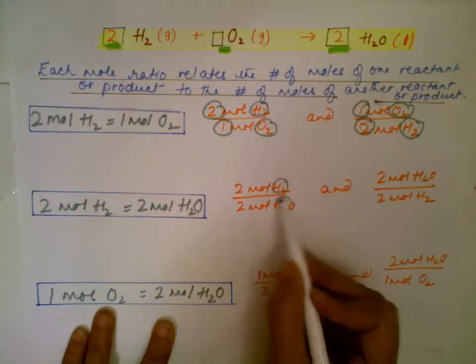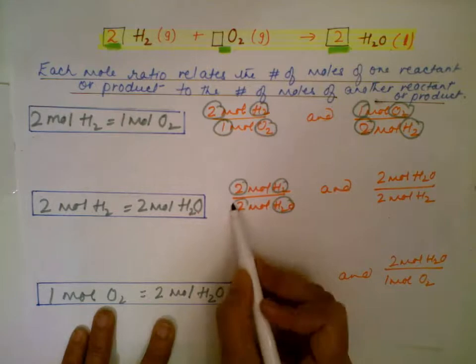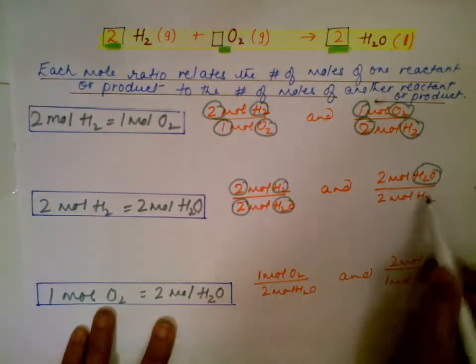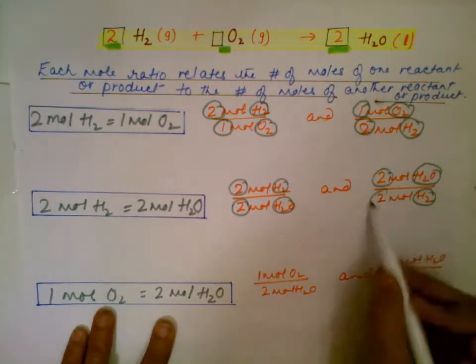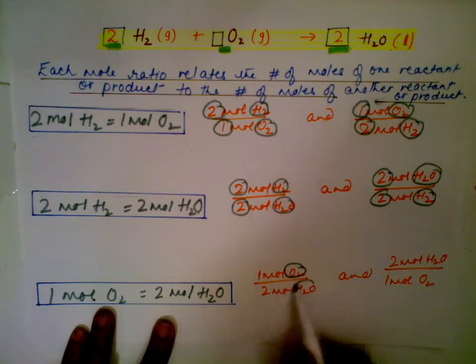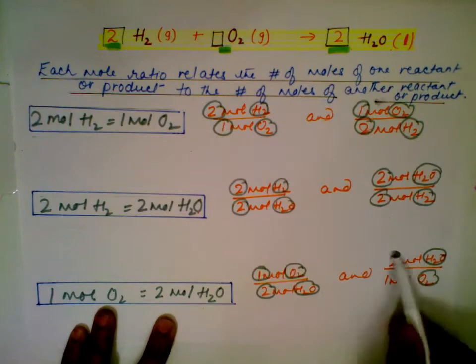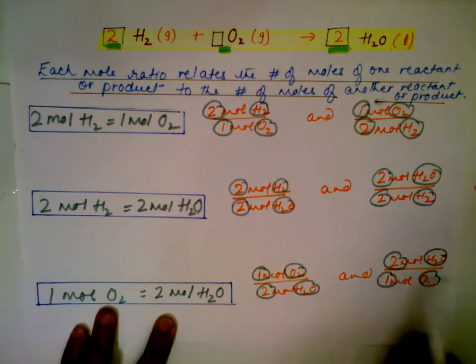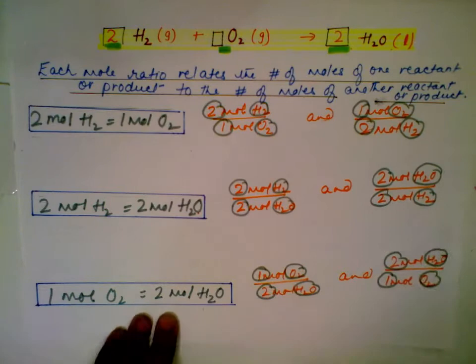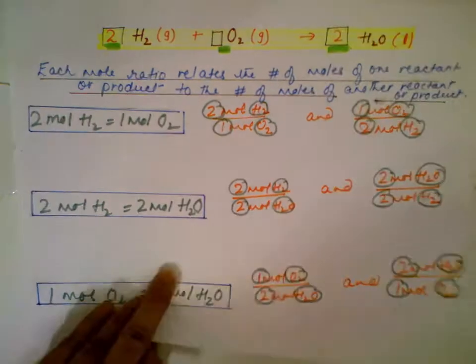For hydrogen to water, the ratio is 2 to 2. For water to hydrogen, the mole ratio is 2 to 2. For oxygen to water, the mole ratio is 1 to 2. And for water to oxygen, the mole ratio is 2 to 1.